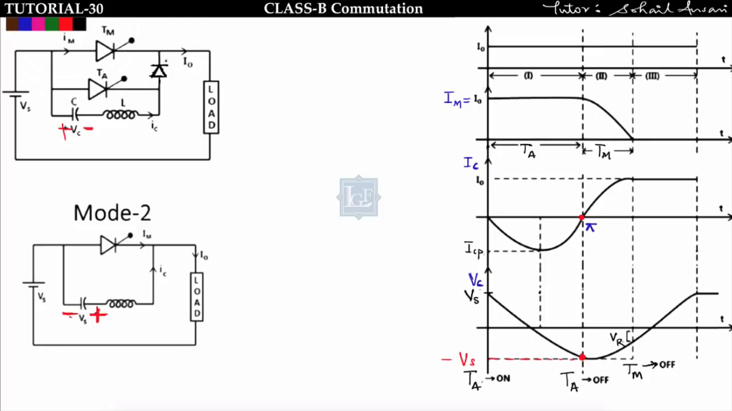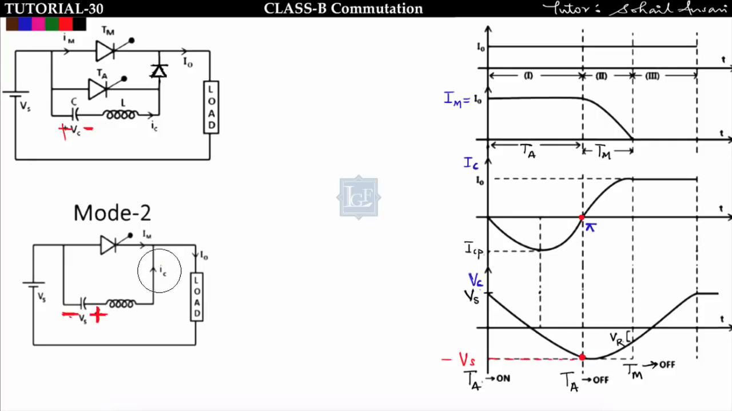In mode 2, this diode will go into forward bias. See, the voltage across the capacitor will be from minus to plus. So here the diode is connected. Okay, so this diode will be in forward bias because of this voltage polarity across the capacitor. The anode is connected with plus and the cathode is connected with minus. So this diode starts conducting in mode 2 and it will be shorted.